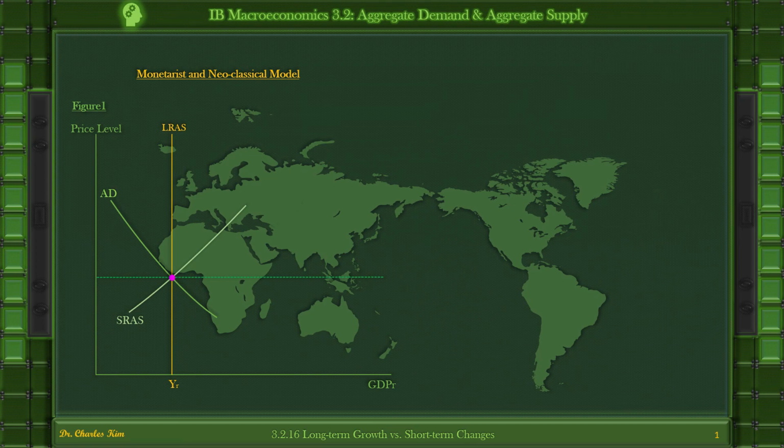As a result, the long-term growth trend shifts potential output to the right, shifting the long-run aggregate supply curve, LRAS, along with the aggregate demand curve, AD, and short-run aggregate supply curve, SRAS. Remember that long-term economic growth in the business cycle and in the monetarist and neoclassical models raises potential output and causes the long-run aggregate supply curve, LRAS, to shift to the right.